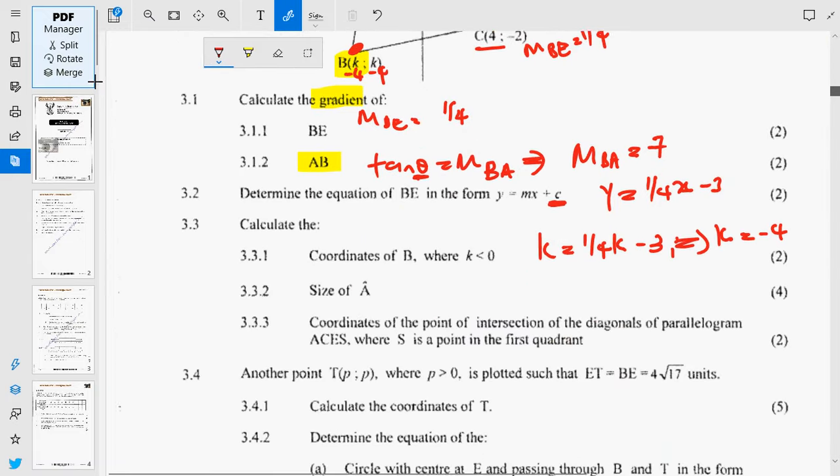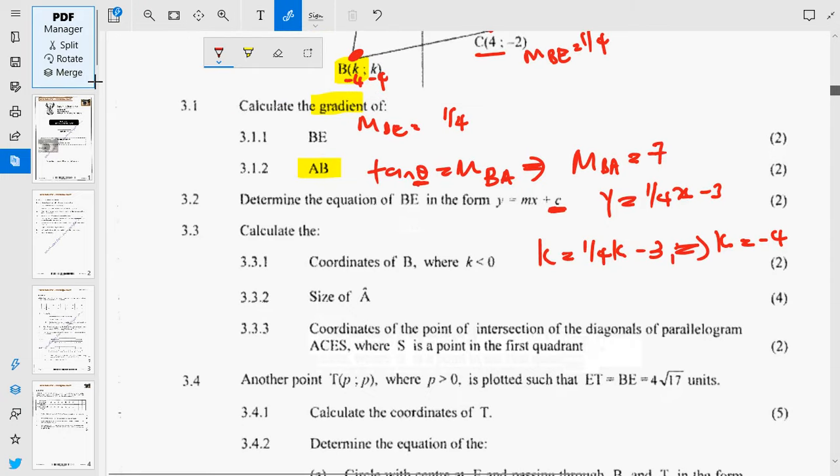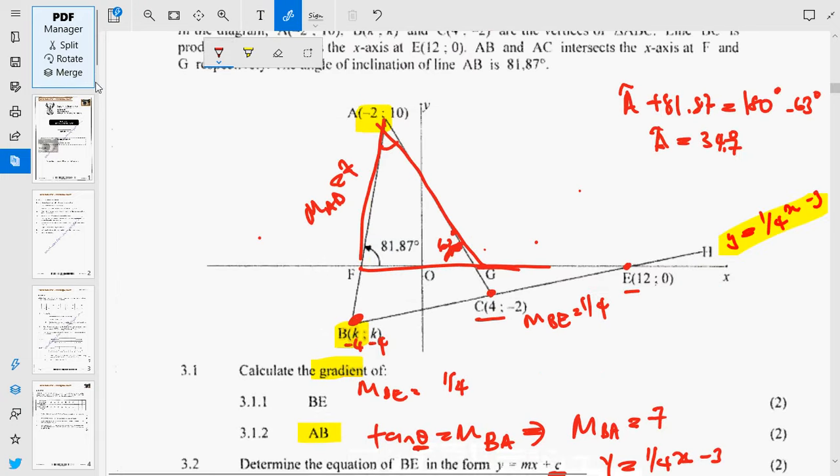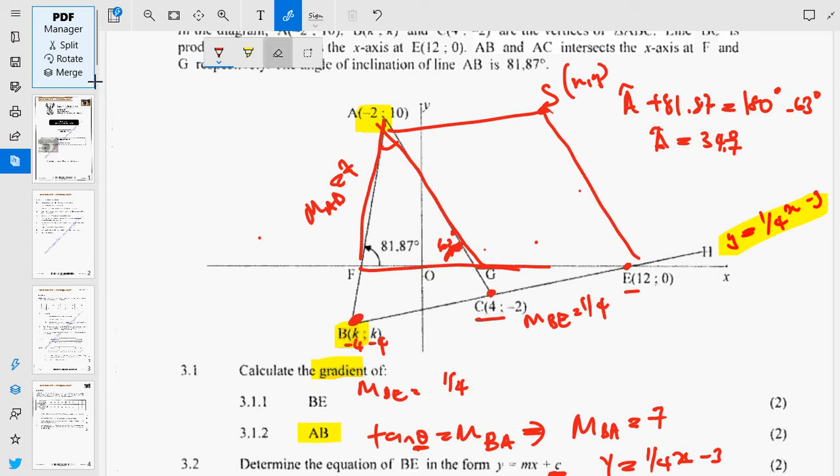The next question says, calculate the point of intersection of the diagonals of a parallelogram ACES, where S is a point in the first quadrant. So you have to imagine this. We have a point somewhere here, I'm going to call it (x; y), and we are forming a parallelogram. The parallelogram that we are focusing on is ACES.